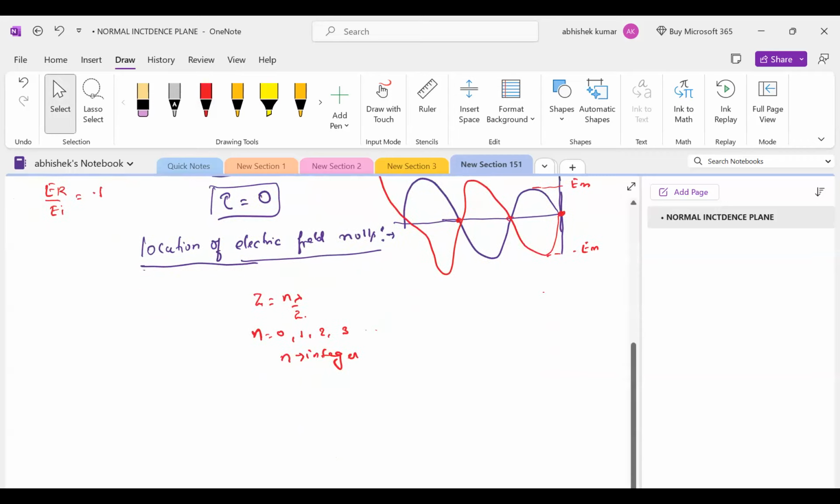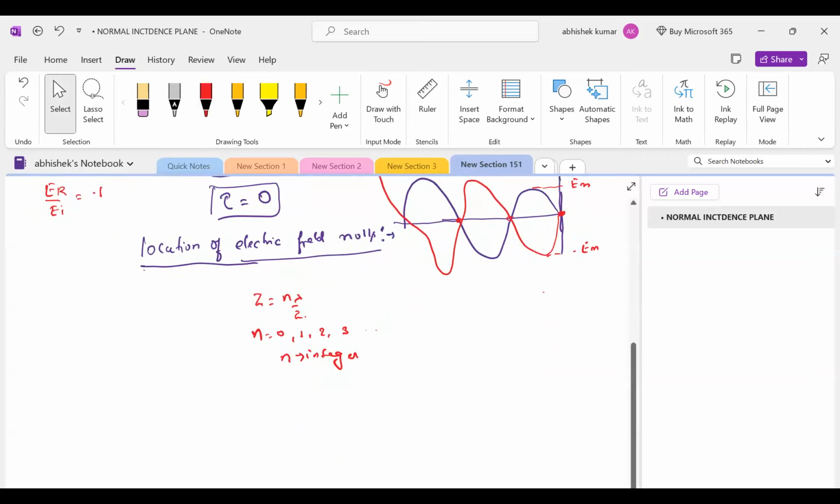So do you use Z for both electric field nulls and magnetic field nulls? Yeah, there is no issue, because Z is just the case that we are taking. It can be any direction. I'm just saying use the same variable. Yes. No, that's fine. I was just wondering.